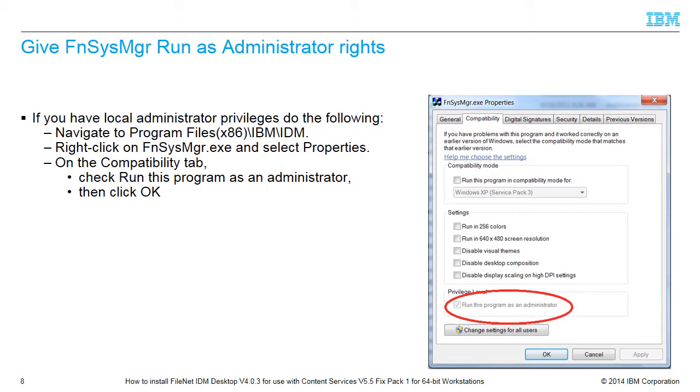Give the FN Sys Manager account Run as Administrator rights. If you have local administrator privileges, do the following. Navigate to Program Files x86/IBM/IDM. Right-click on fnsysmanager.exe and select Properties. On the Compatibility tab, check Run this program as an administrator and click OK. FN Sys Manager loads upon boot up and needs this permission to do so.